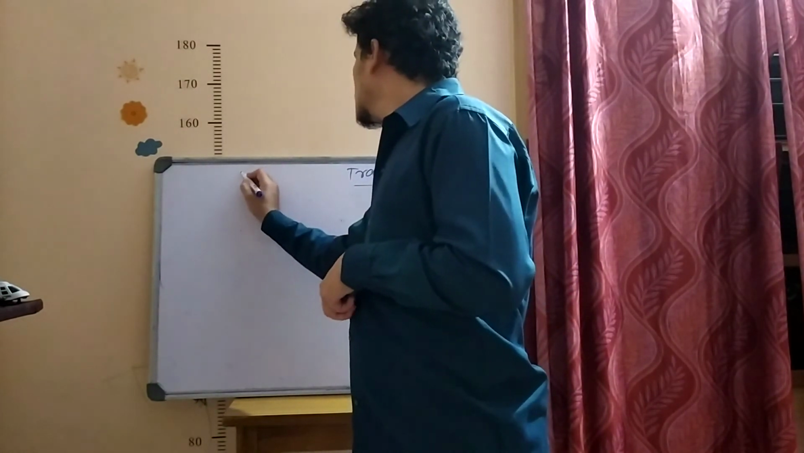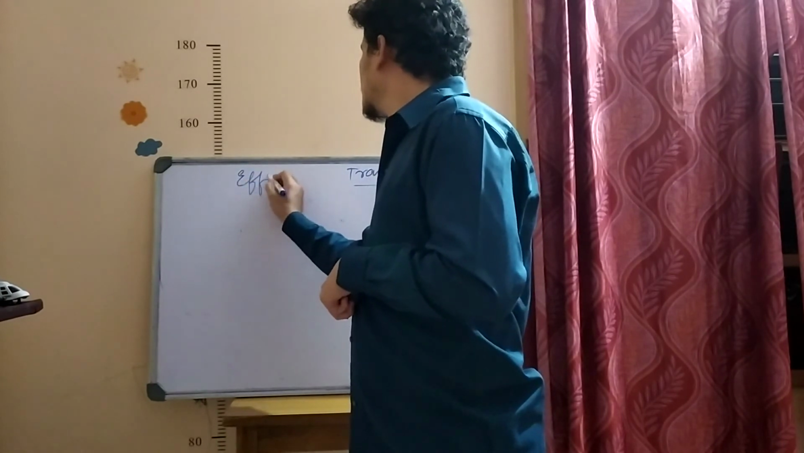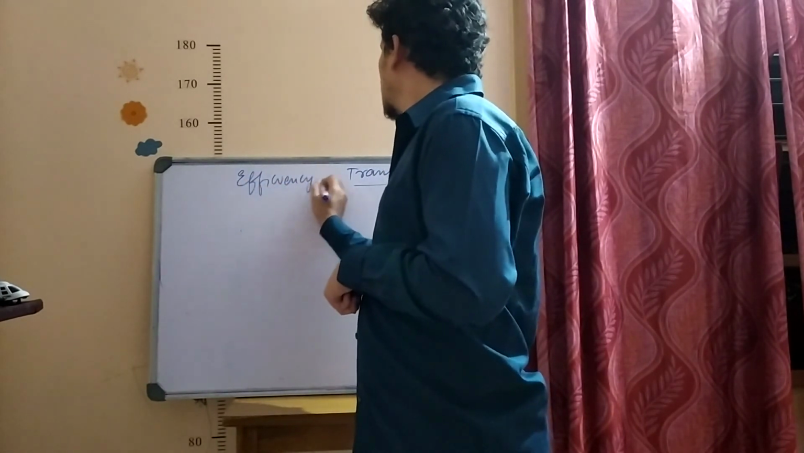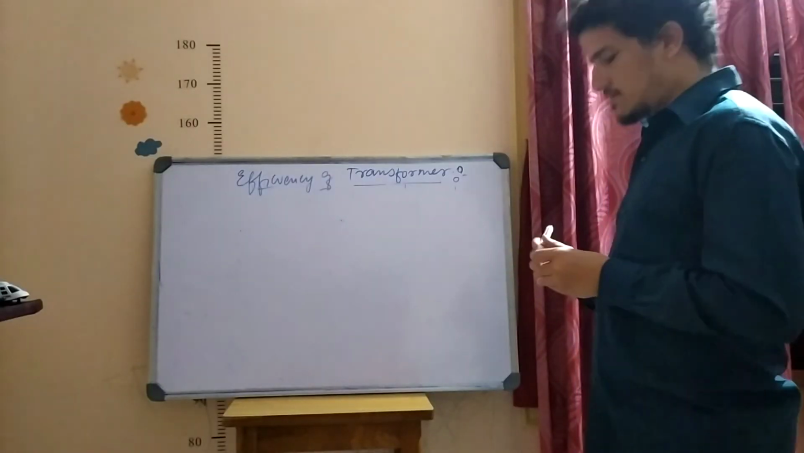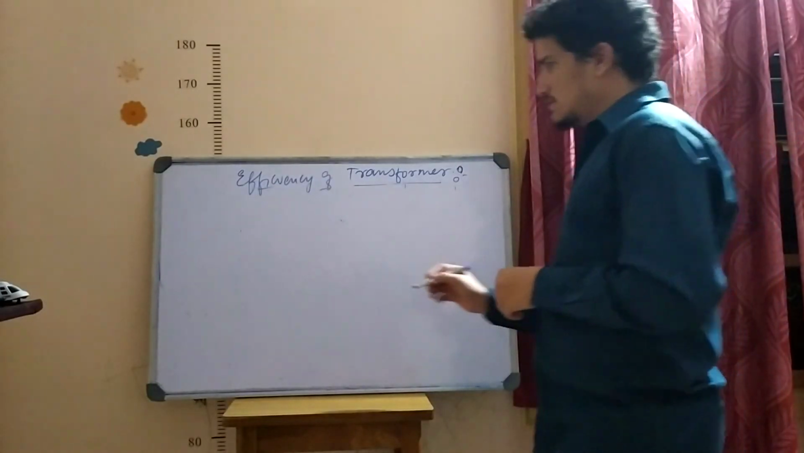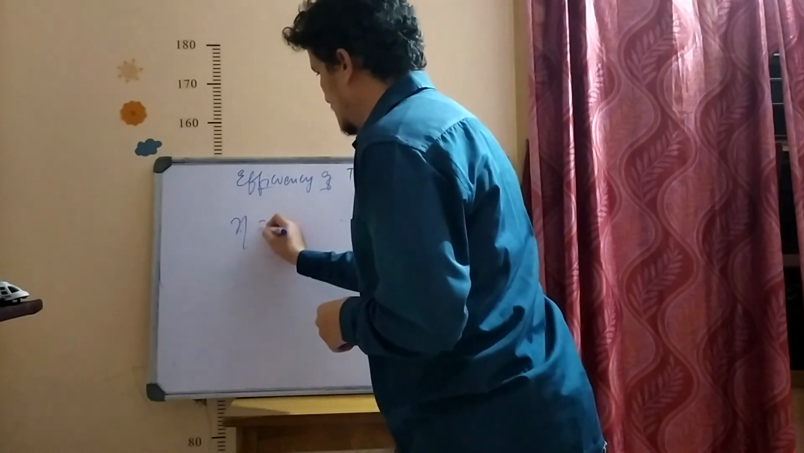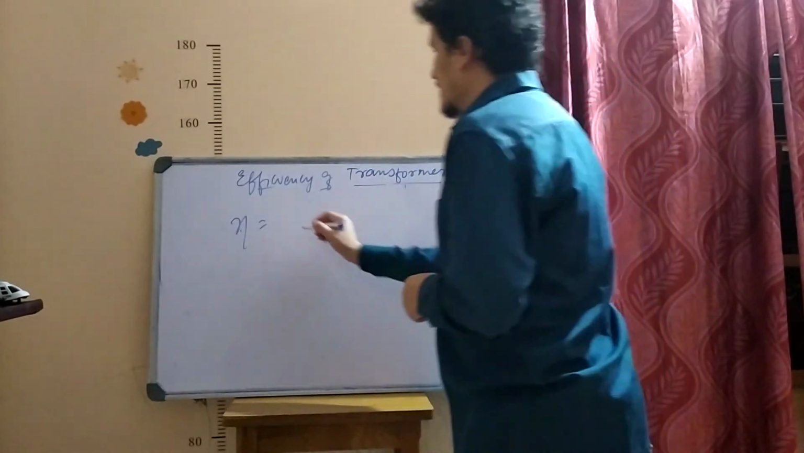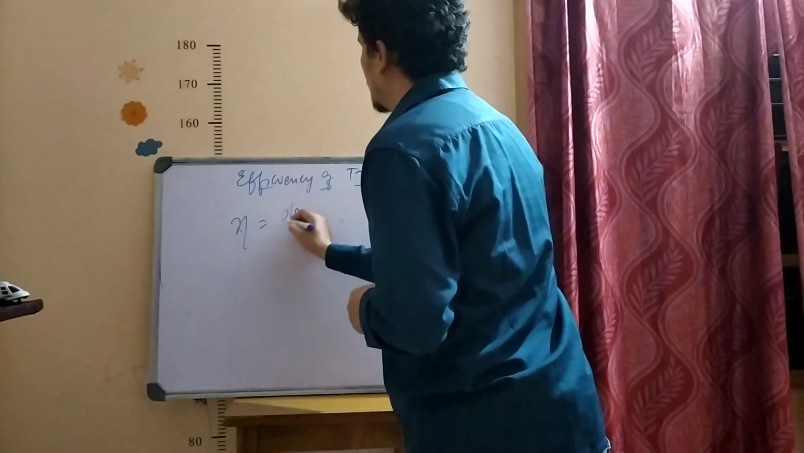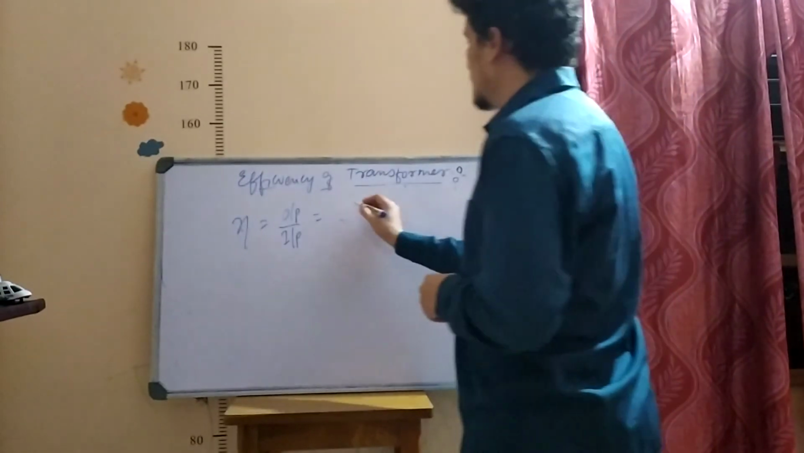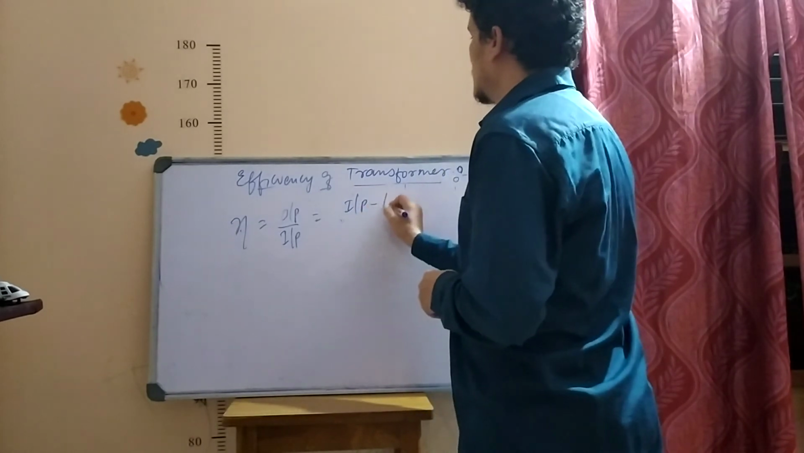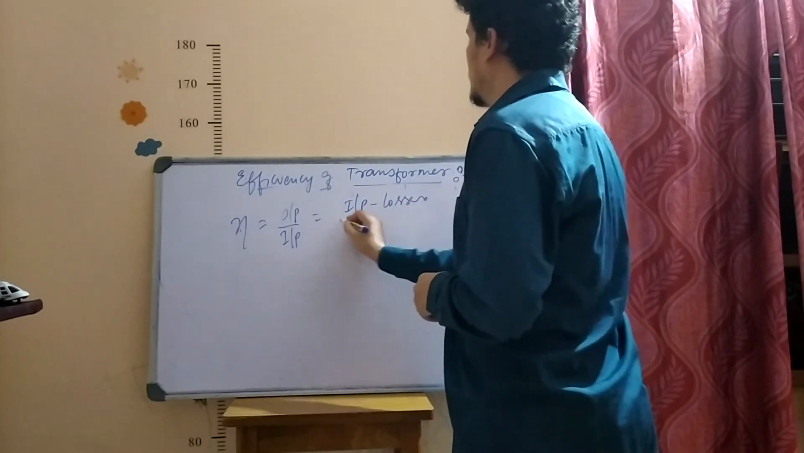Now, efficiency of the transformer. So what is efficiency in general? Efficiency eta is given by output divided by input. What is output? Input minus losses. So eta equals input minus losses, divided by input.